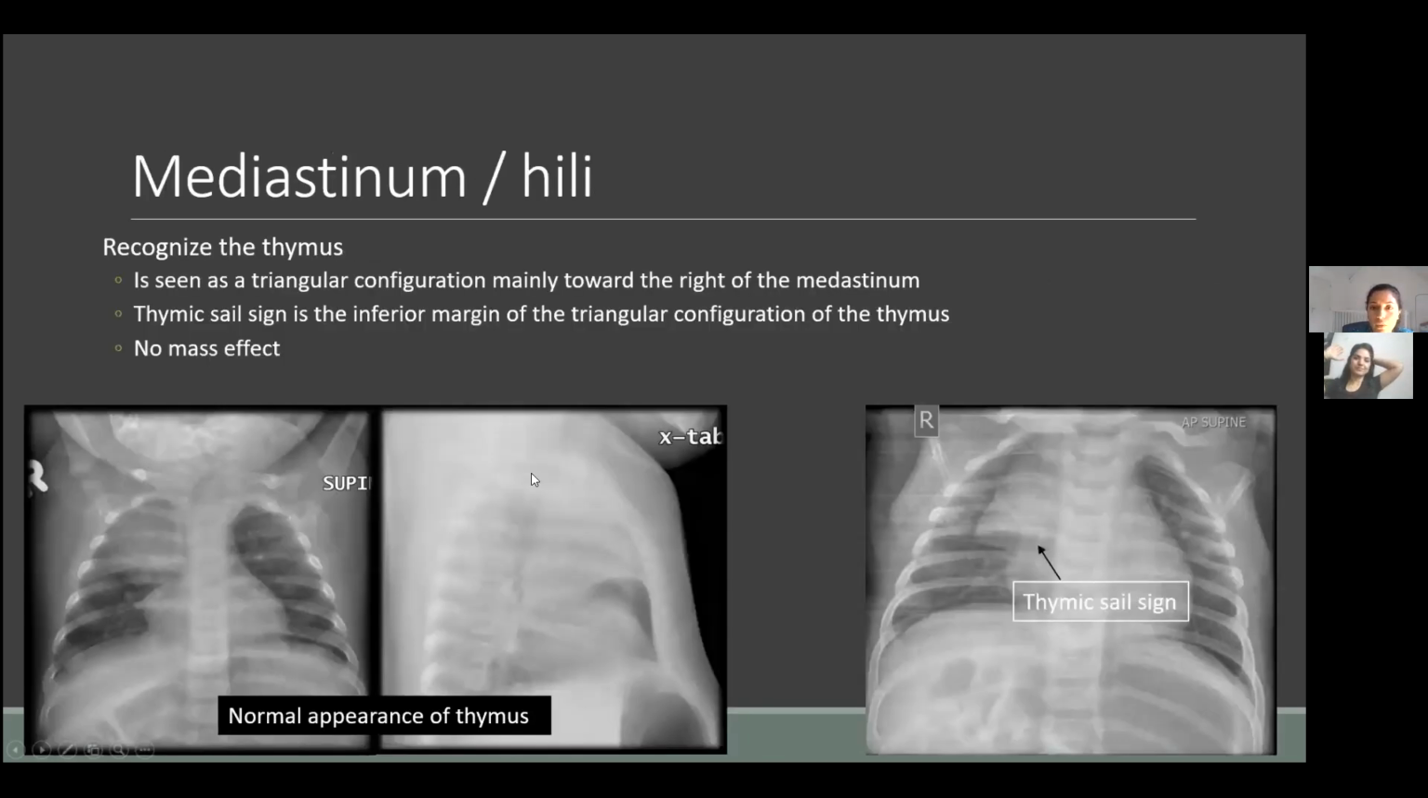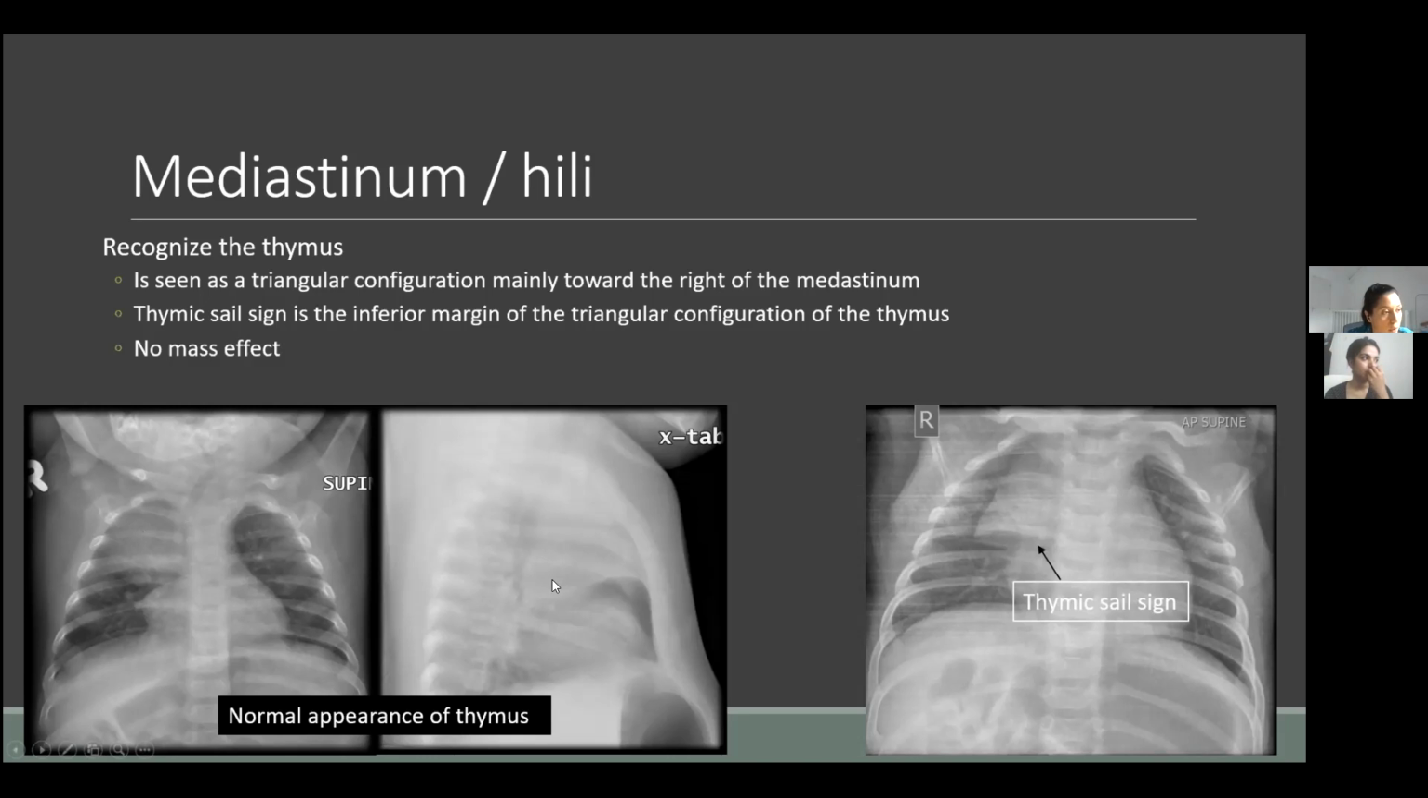So just a quick sidestep to pediatric chest X-ray. In pediatric chest X-ray, the appearance of the thymus can be misleading. So you should be able to recognize a normal thymus, which is triangular in configuration, mainly towards the right of the mediastinum, and a thymic sail sign, as seen on the right chest X-ray here, is the inferior margin of the triangular configuration, as I just mentioned.